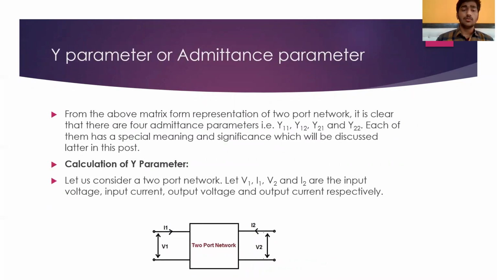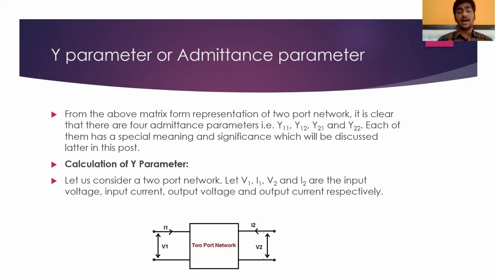From the above matrix form representation of the two-port network, it is clear that there are four admittance parameters, that is Y11, Y12, Y21 and Y22. Each of them has a special meaning and significance, which will be discussed later in this post. Calculation of Y parameter. Let us consider a two-port network.